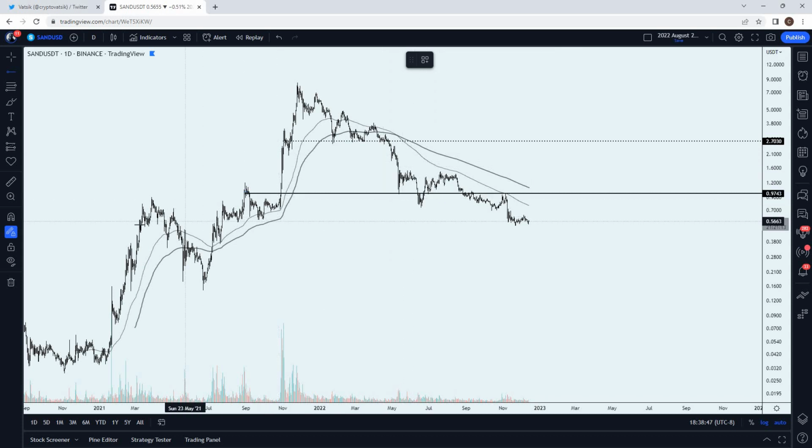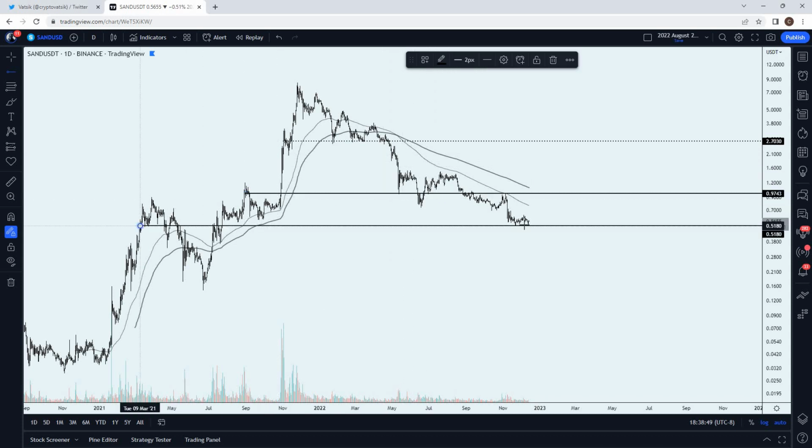Our next level is going to be pretty much just derived from our current level of support over here, but we do have some confluence with this level from previous price history. But ultimately my bearish case scenario level is going to be right down here, right around 35 cents and change.